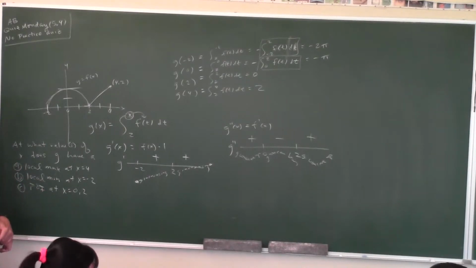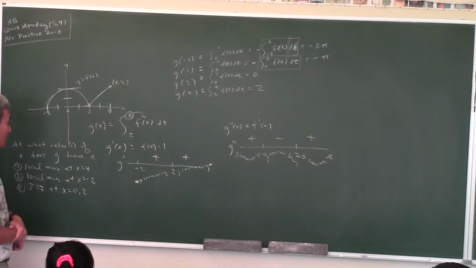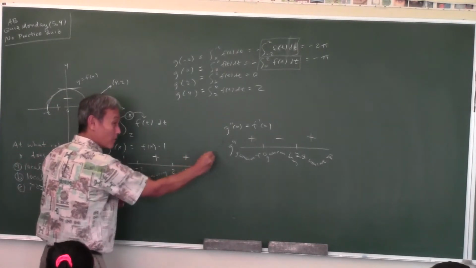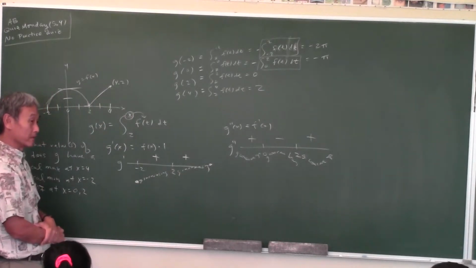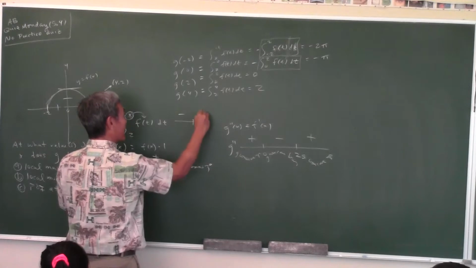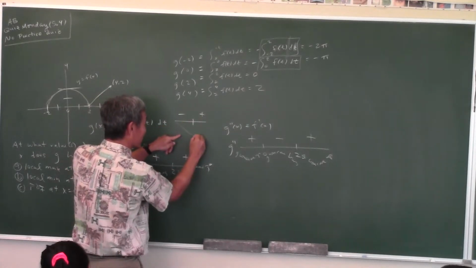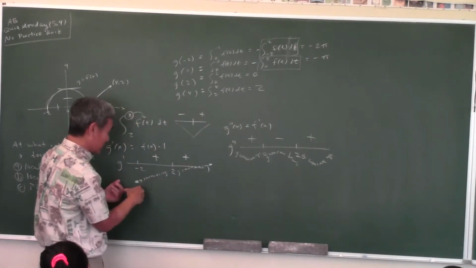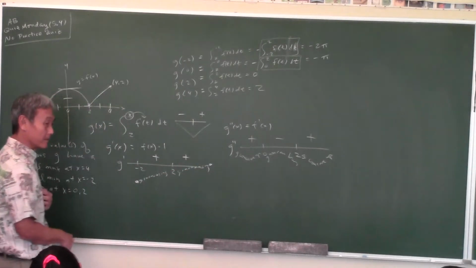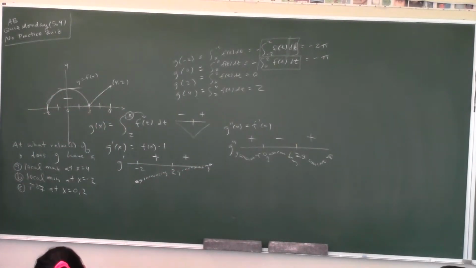Why is 2 not a minimum? Because look, if the graph goes uphill and it goes uphill some more, that's neither a max nor a min. In order to have a minimum, your number line has to go minus, plus. It has to decrease and then increase. But this is increase and increase some more, so that's neither a max nor a min. Remember, just because the derivative is 0, that doesn't mean it's a max or a min.